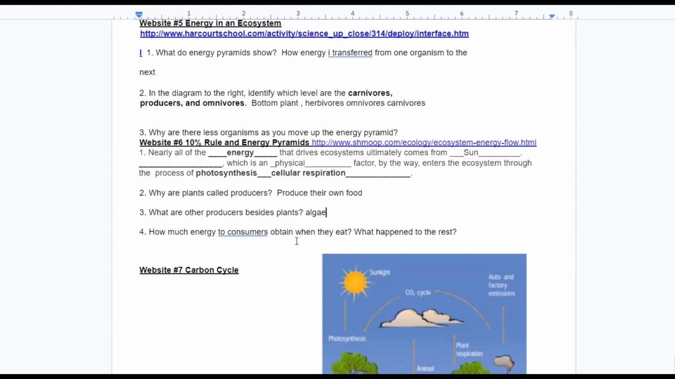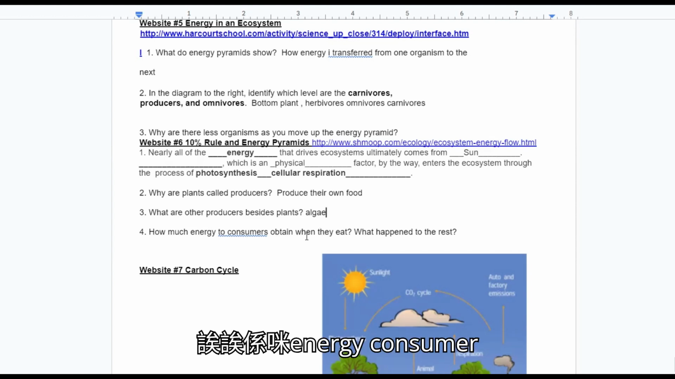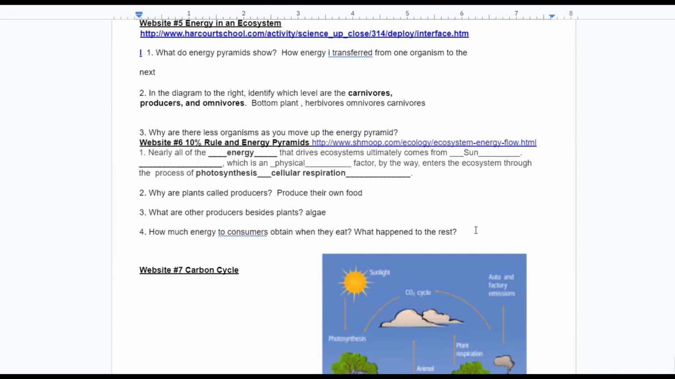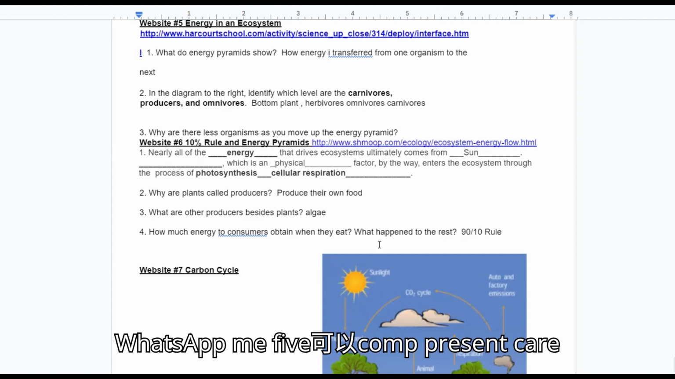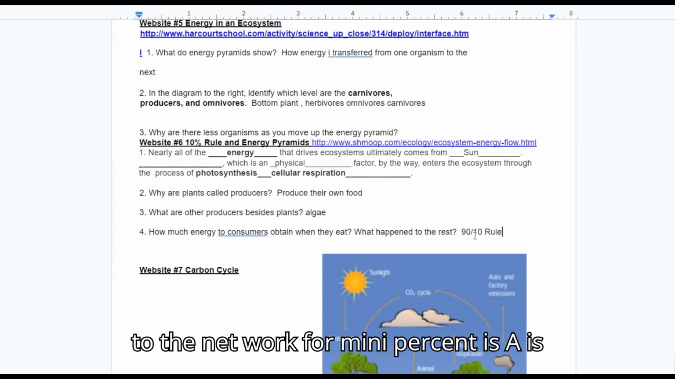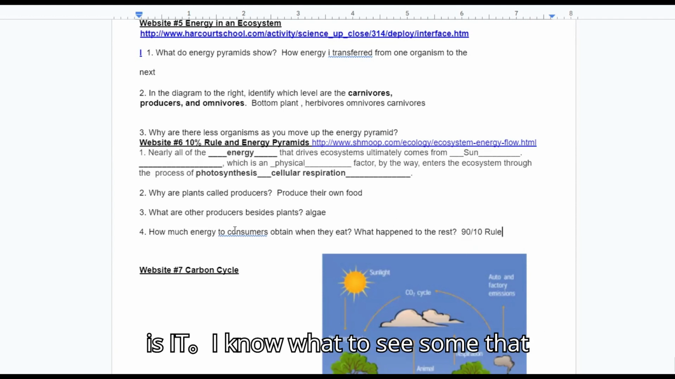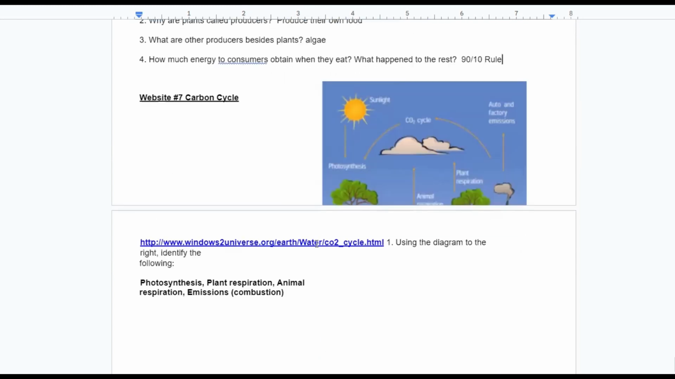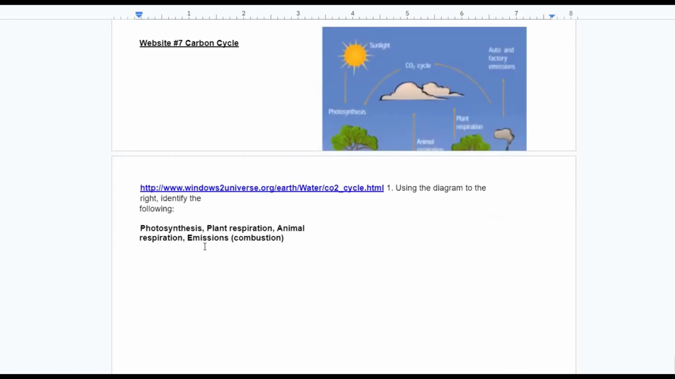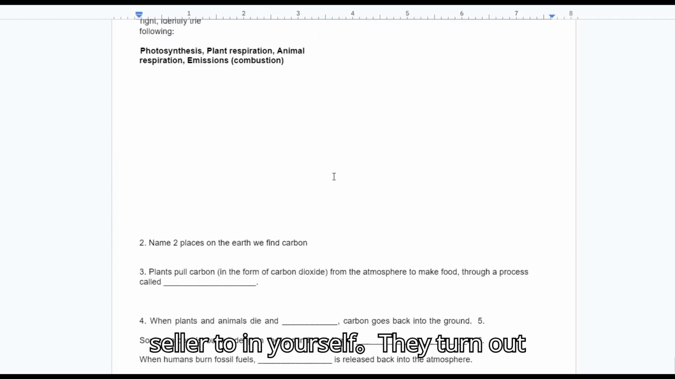All right. How much energy do consumers eat? Okay. 10%. This is the 90-10 rule. Well, what does that mean? Only 10% moves up to the next level. 90% is absorbed as heat within the consumer that eats it. All right, now let's go to this next one.